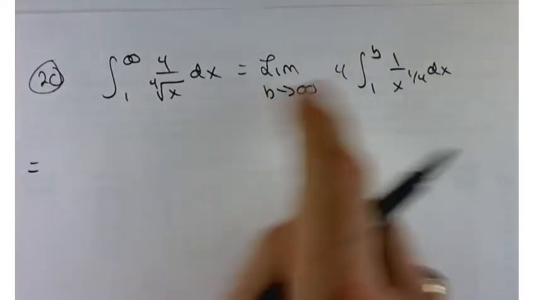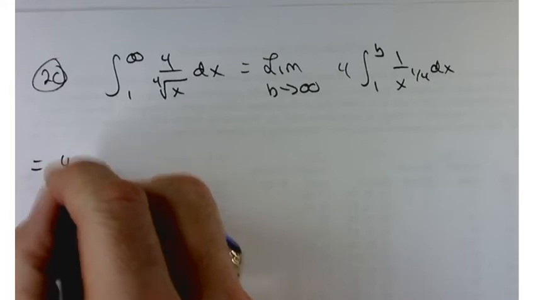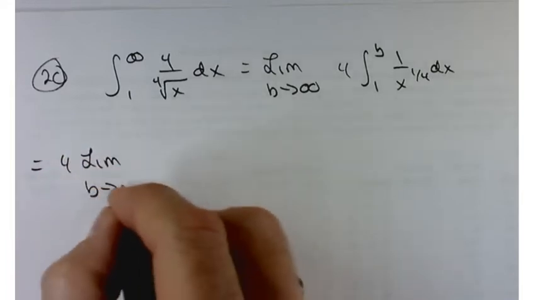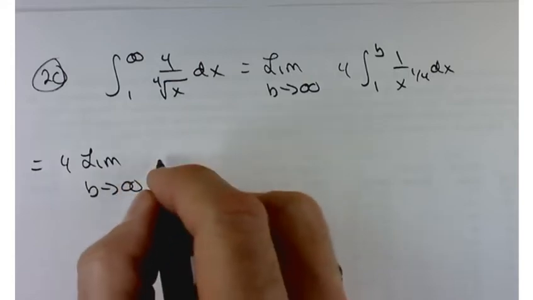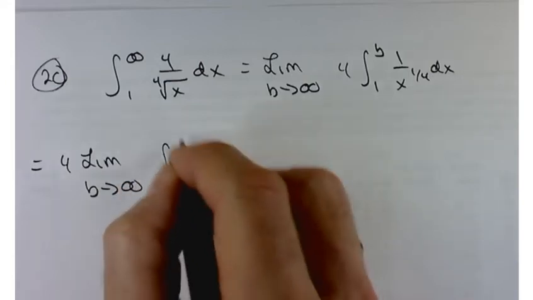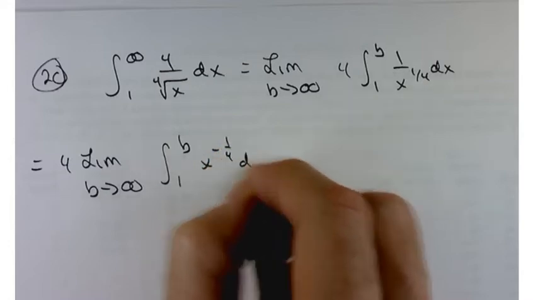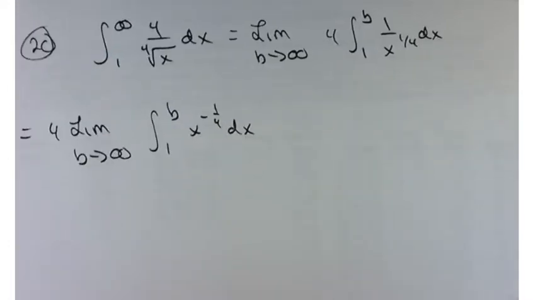So let's rewrite that again. I'm going to take the 4 all the way out in front of the limit. 4 times the limit as b approaches infinity of the integral from 1 to b of x to the negative 1/4. This is just a simple integration now.